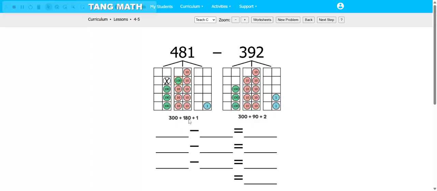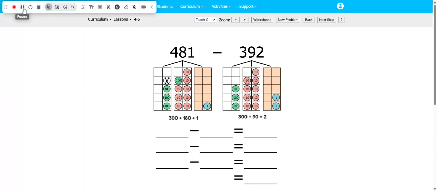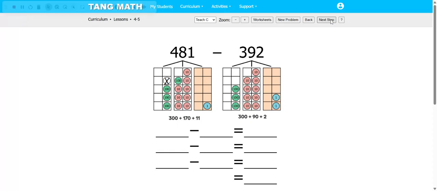Now can I take away 90 from my tens? Yes. All right. Well, now I'm going to look at my ones place. When I look at my ones place, I have a 1. Can I take away 2 if I just have 1? No. What am I going to have to do? I'm going to have to make another shift. This time I'm going to have to shift a 10. Now can I subtract? Now that I've shifted the 10, I can.